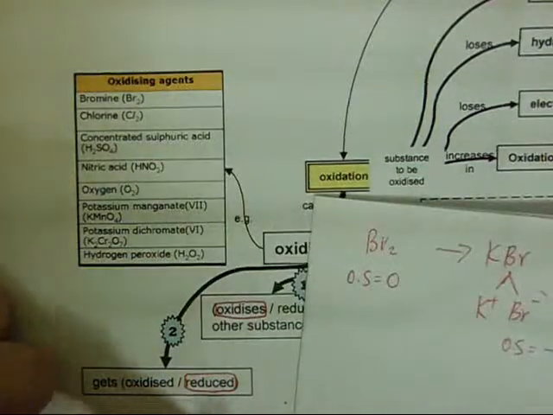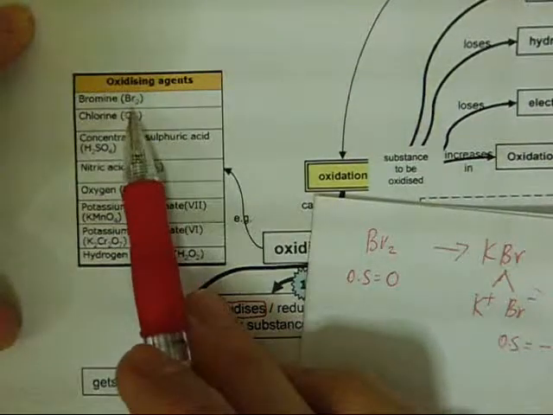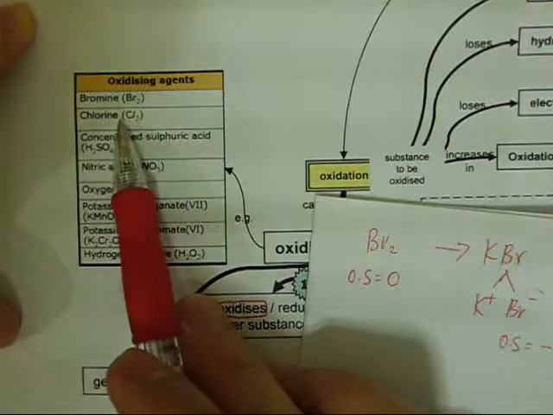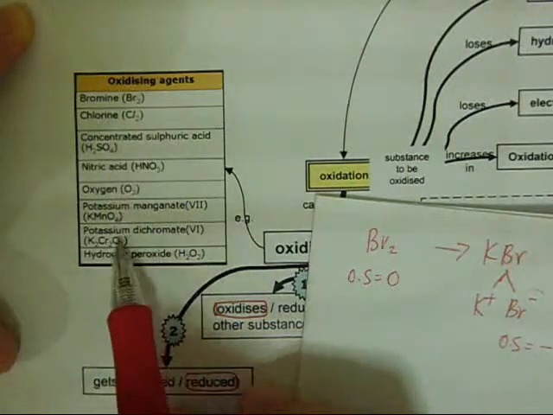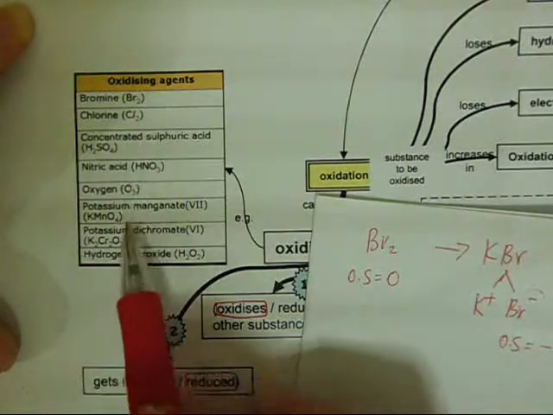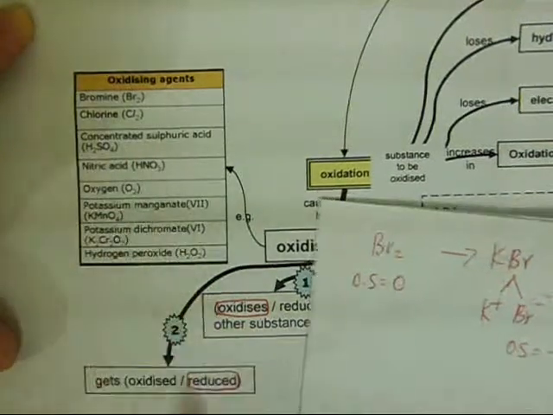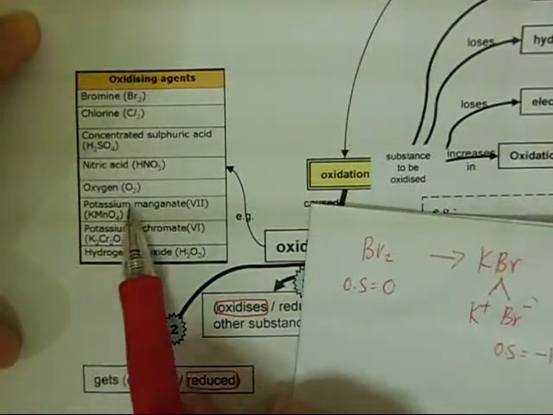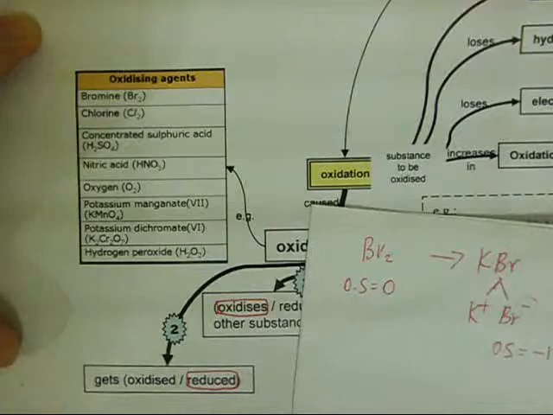So as I said, there is no guarantee, but most of the time, bromine and chlorine, they are oxidizing agents. I think only these three are almost guaranteed to always be oxidizing agents. So remember these three. The rest, try not to remember.